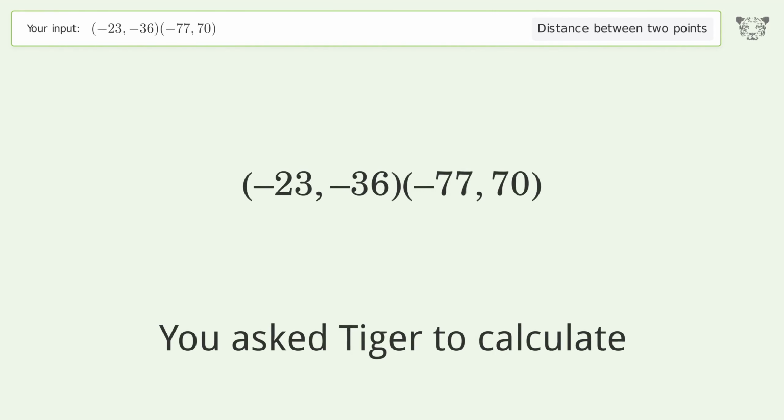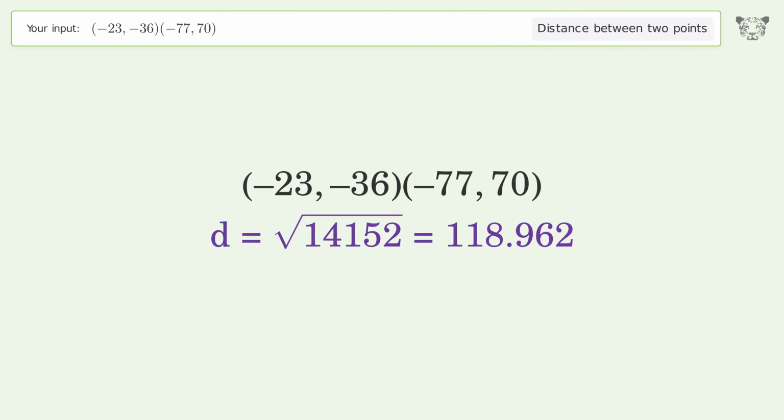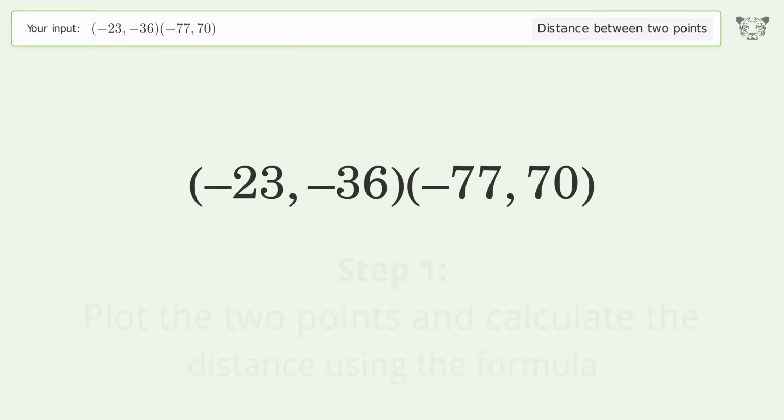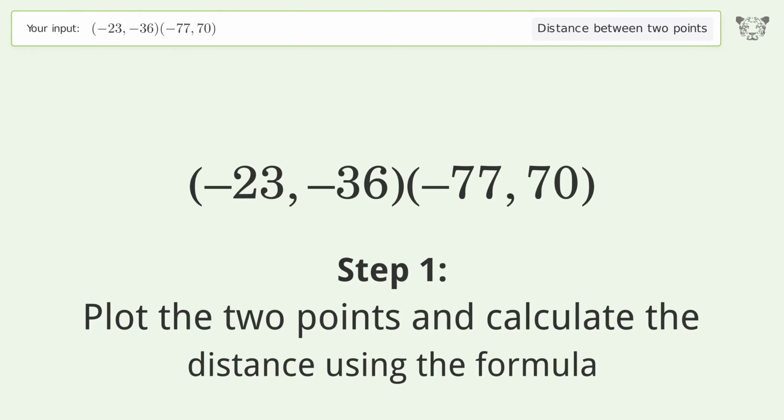You ask Tiger to calculate. This deals with the distance between 2 points. The distance between the 2 points is the square root of 14,152, or 118.962. Let's solve it step by step. Plot the 2 points and calculate the distance using the formula.